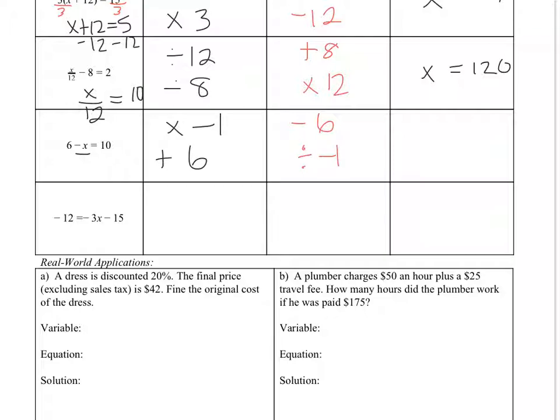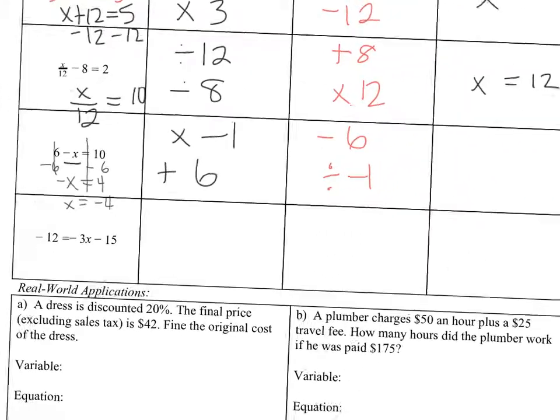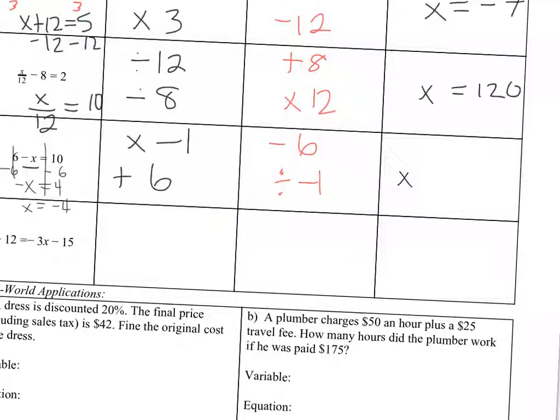So if I subtract 6 from each side, I'm going to get negative x equals 4, and then I'm going to divide by negative 1, so x equals negative 4. So my solution over here is x equals negative 4.